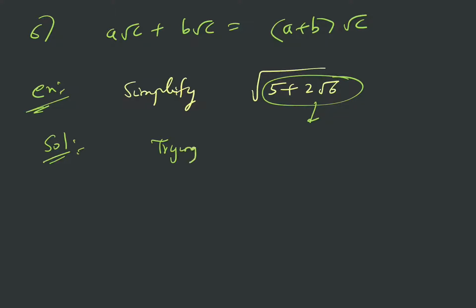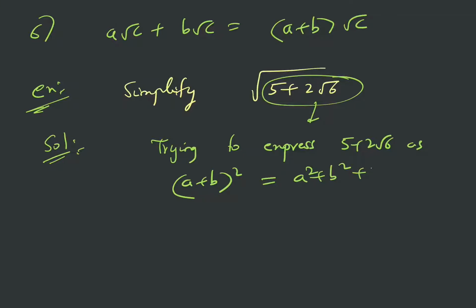So trying to express 5 plus 2 root 6 as a plus b whole square, right? So a plus b whole square is a square plus b square plus 2ab. So this is 5 plus 2 root 6, so this part, that is 2 root 6, will act as my 2ab, right? So I am writing it as 2 times root 6.